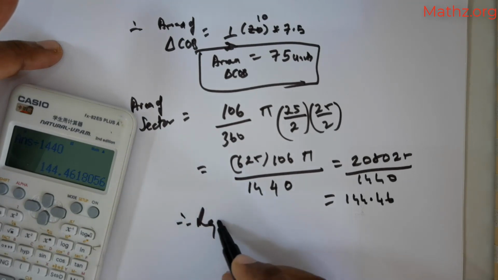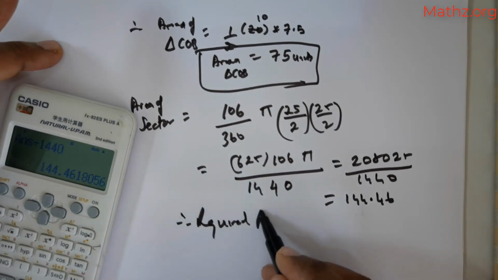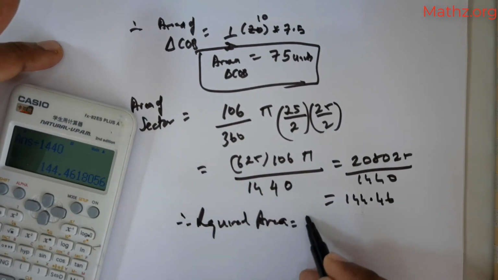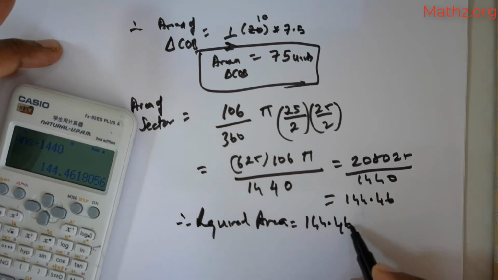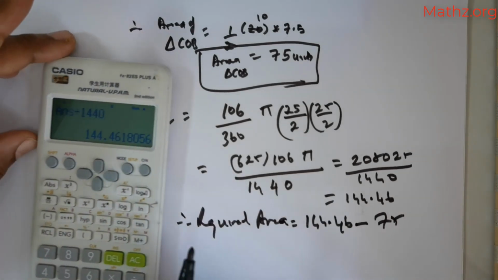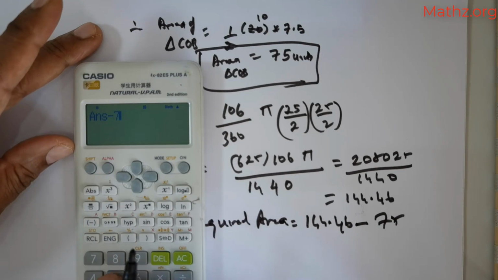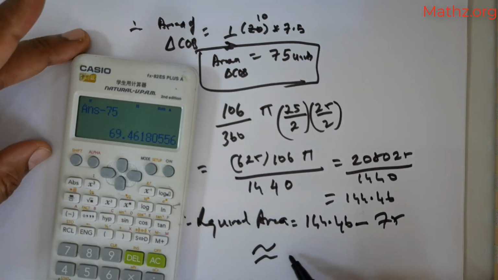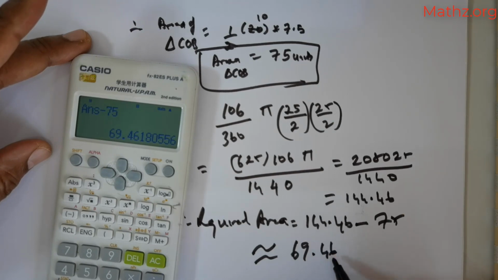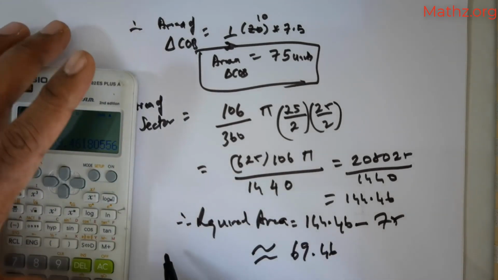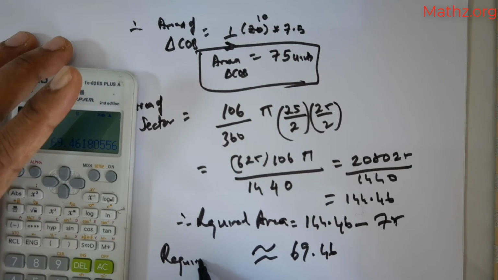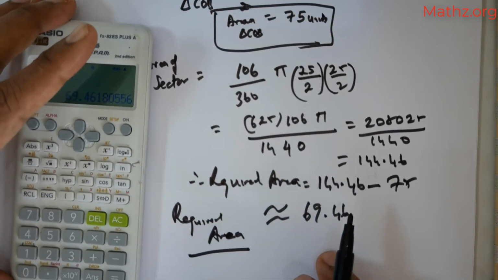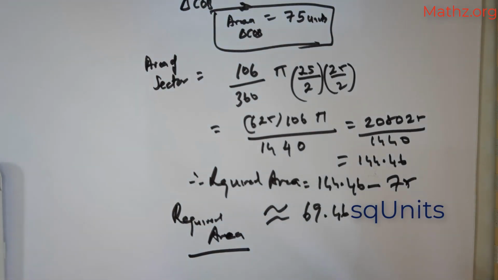So therefore the required area is equal to 144.46 minus 75. From here you take away 75, and this gives me an approximate area of 69.46. So this is the required area of the yellow region that we are talking about.